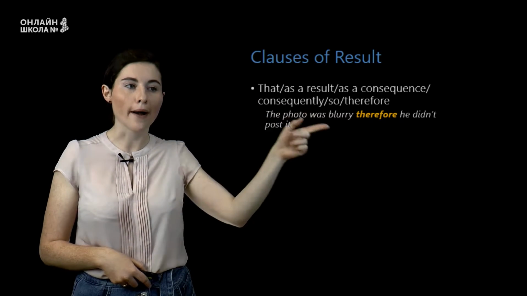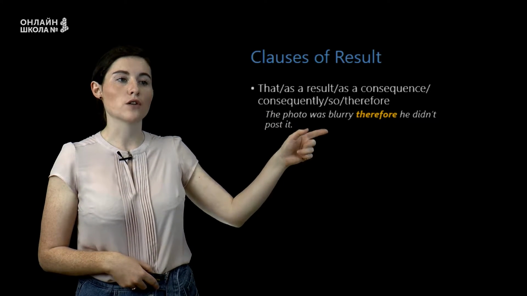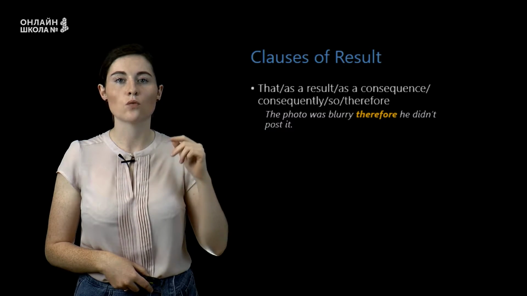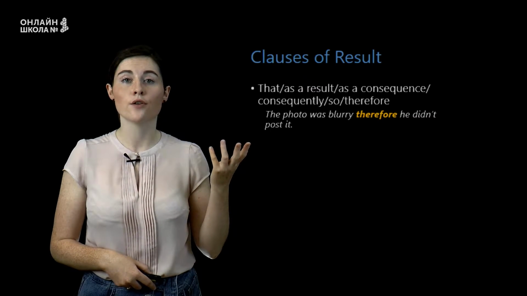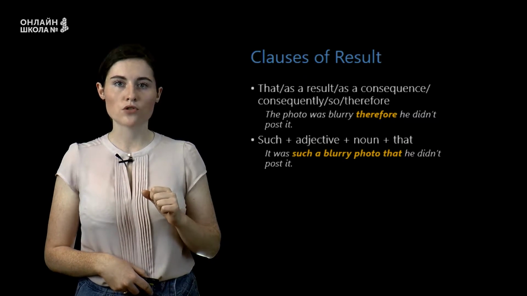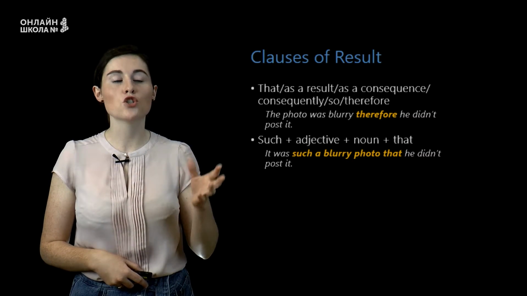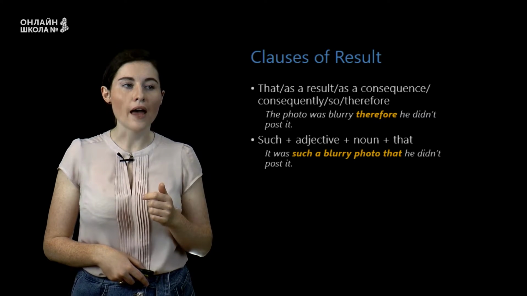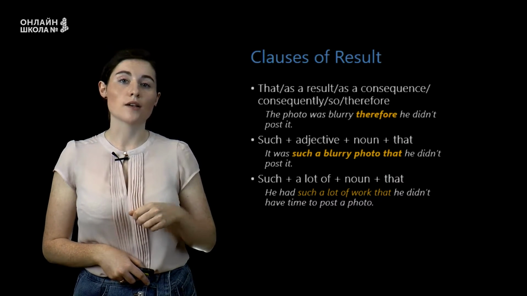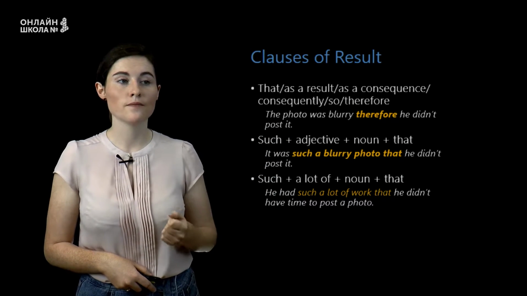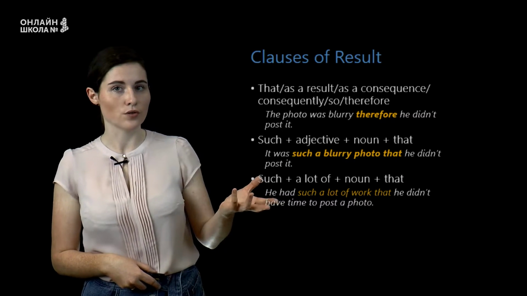Фотография была размытой, и поэтому, therefore, он ее не опубликовал. So instead of therefore, you can use any of these words. For example, the photo was blurry, as a result, he didn't post it. One more structure is such plus adjective plus noun plus that. For example, it was such a blurry photo that he didn't post it. Another structure, such plus a lot of plus a noun plus that. He had such a lot of work that he didn't have time to post a photo.